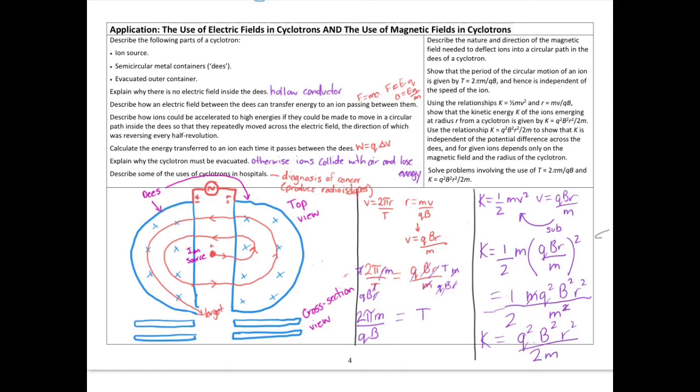And I'm just going to finish because these videos have got to be less than 15 minutes long or YouTube doesn't like them. So that is how a cyclotron works. Cheers.